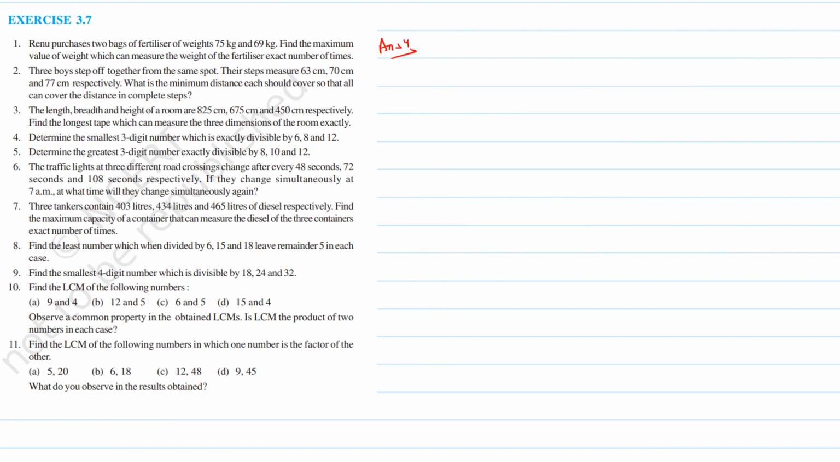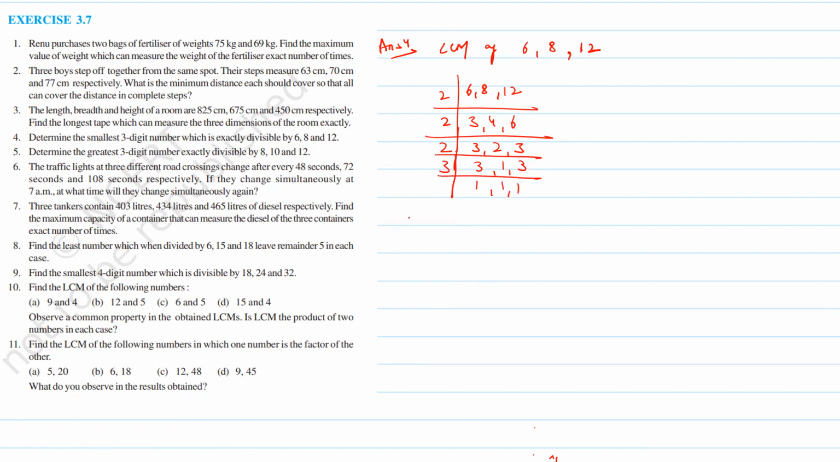Answer 4. Determine the smallest 3-digit number which is exactly divisible by 6, 8 and 12. So we will first write the LCM of 6, 8 and 12. Using the ladder method, the LCM is equal to 2 into 2 into 2 into 3, which, when we multiply it, is 24.